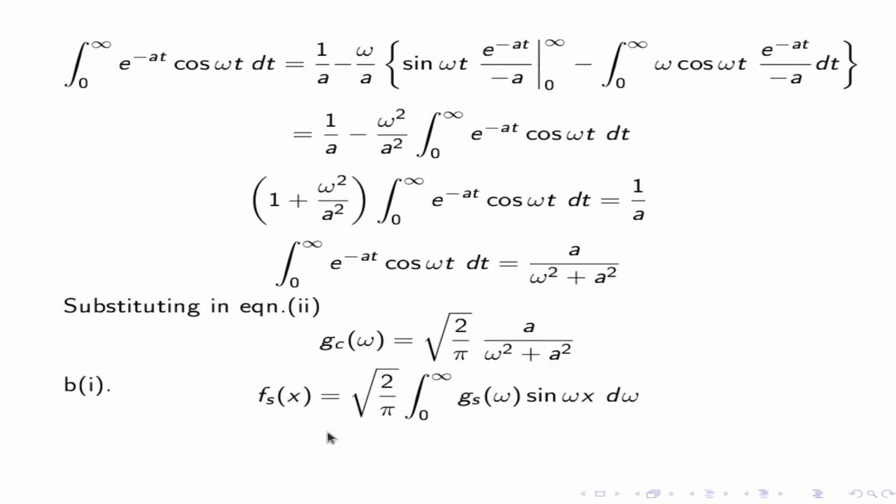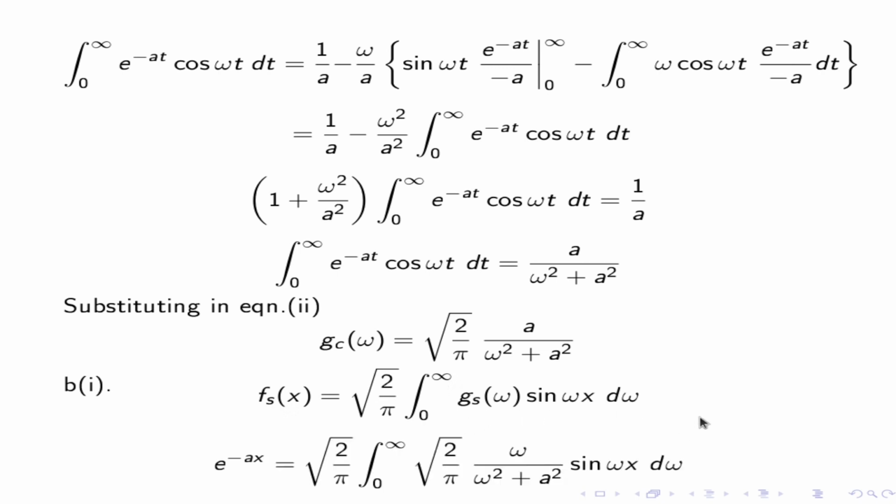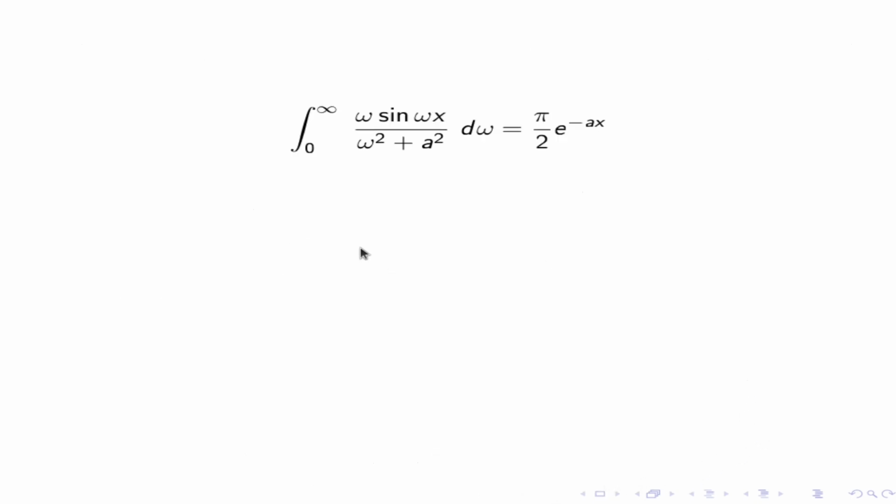Now part b, we have the inverse transform, that is f_s(x) is equal to square root of 2 by pi integral 0 to infinity g_s(omega) sin omega x d omega. Substituting e raised to minus ax is equal to square root of 2 by pi integral 0 to infinity g_s(omega), which we already calculated as square root of 2 by pi omega by omega square plus a square, sin omega x d omega. Simplifying, we have integral 0 to infinity omega sin omega x by omega square plus a square d omega is equal to pi by 2 e raised to minus ax.